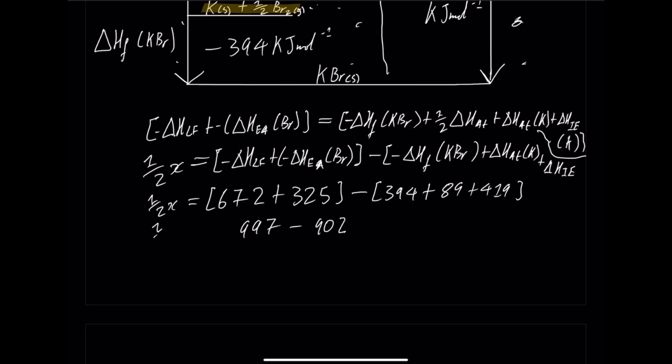So half x is equal to 997 minus 902. 997 minus 902 is 95. That's equal to 95. So half x, so this is called half Br2, is equal to 95.